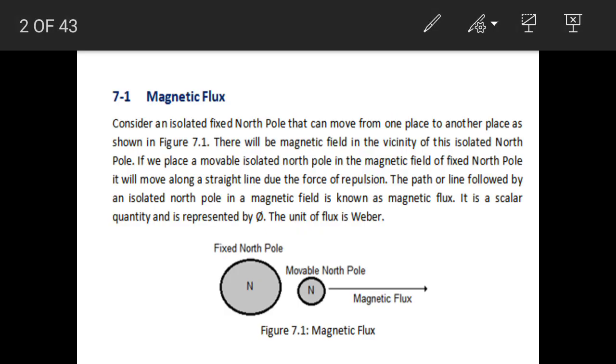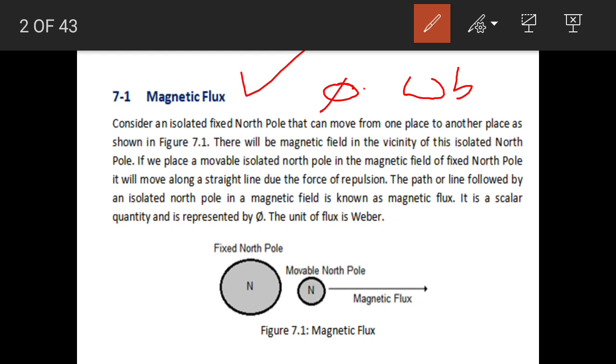We discuss the magnetic flux. What is magnetic flux? Magnetic flux is represented by phi. The unit of the magnetic flux is Weber, and it is a scalar quantity.